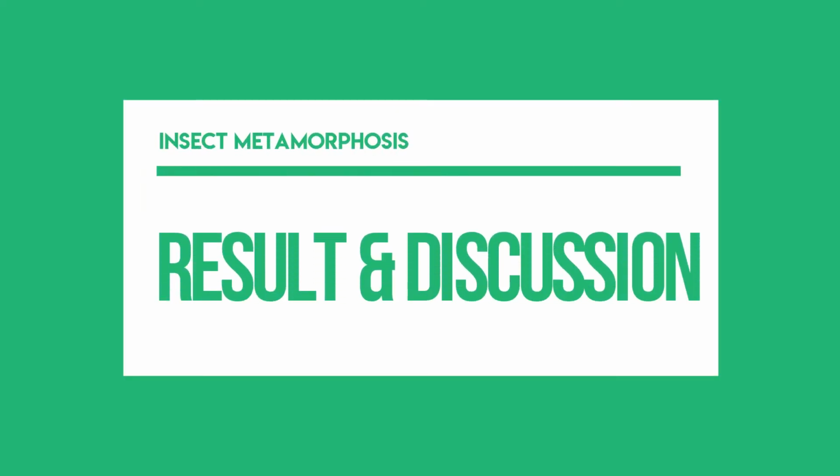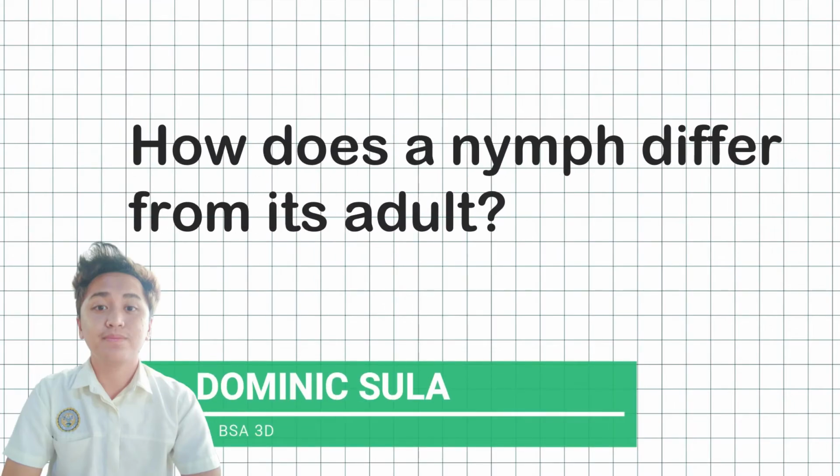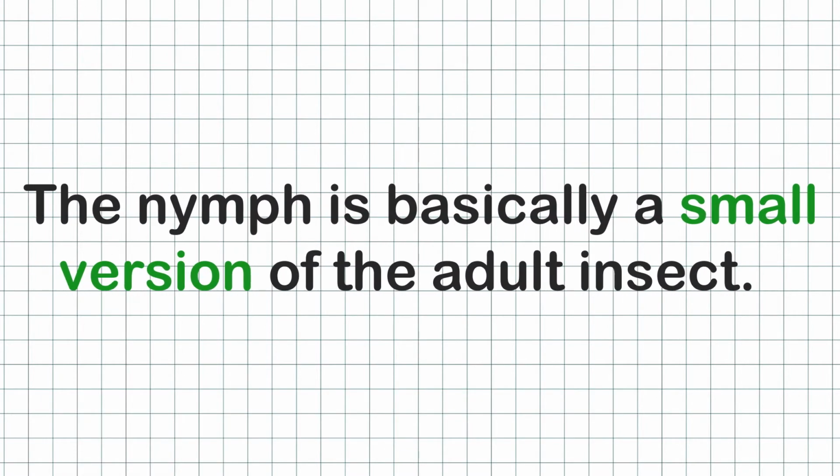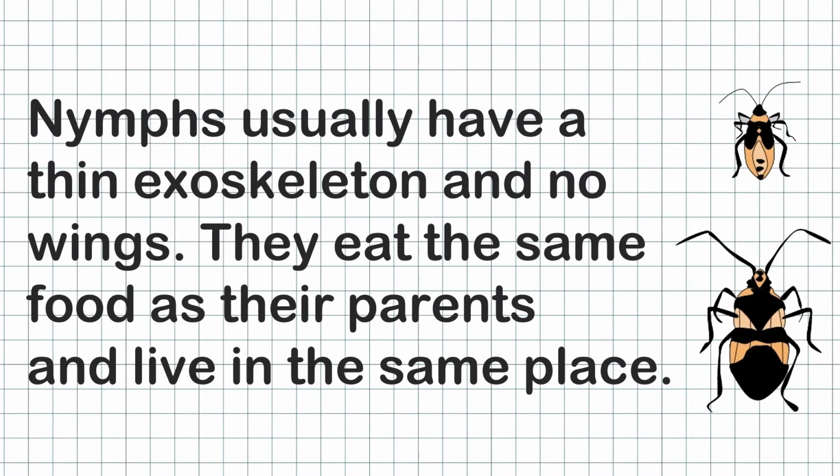Results and discussion. Question number 1. How does a nymph differ from its adult? Answer. The nymph is basically a small version of the adult insect. This is very similar to how a child looks like his or her parents. Nymphs usually have a thin exoskeleton and no wings. They eat the same food as their parents and live in the same place.